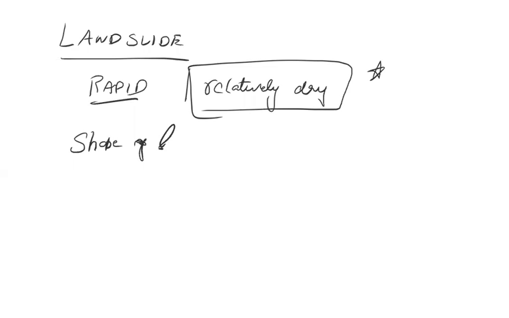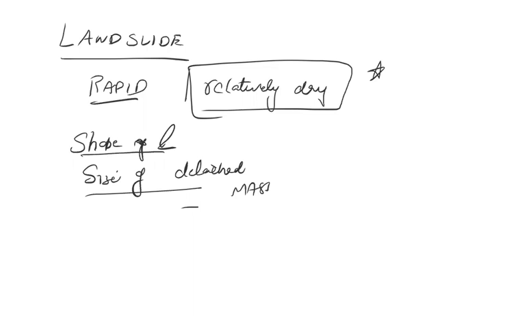So we are worried about the shape and size of the detached mass, not just the debris. That depends on the slope, what the gradient is, or it might depend on the material type: sedimentary or igneous, something like that.